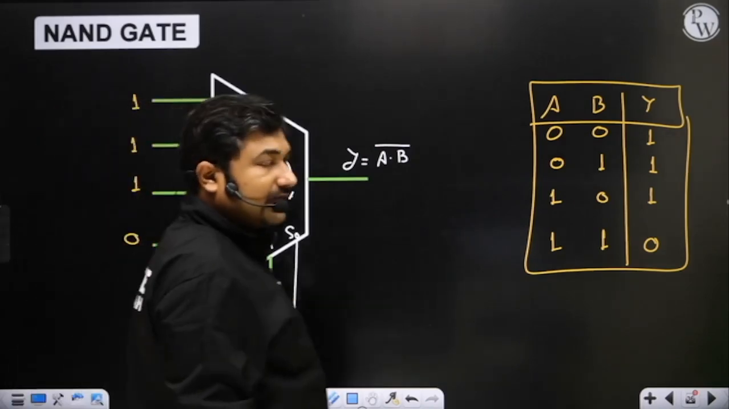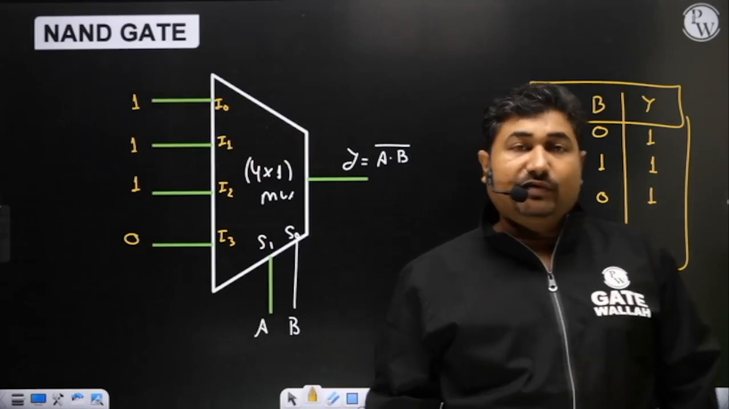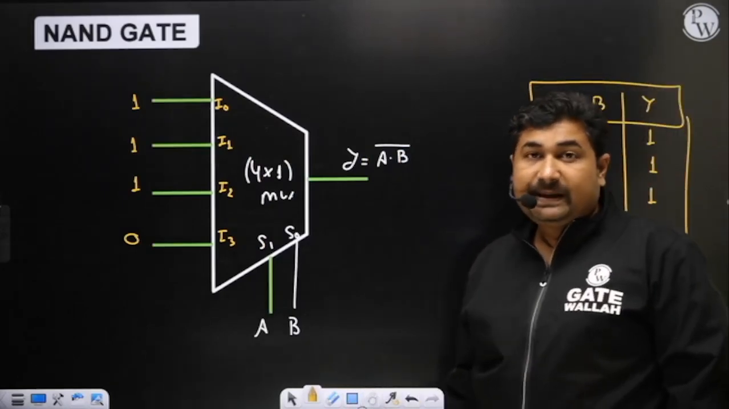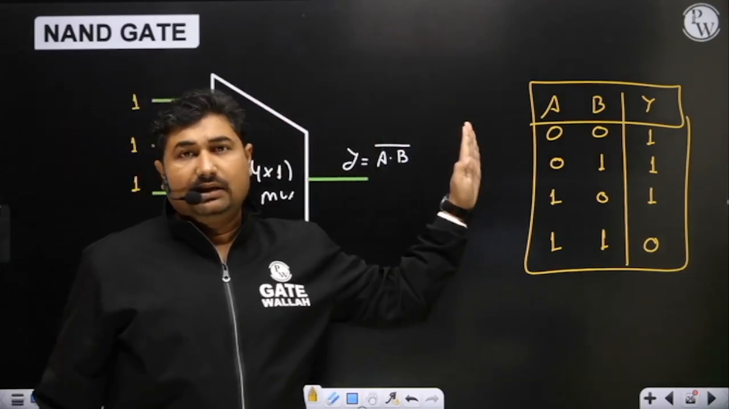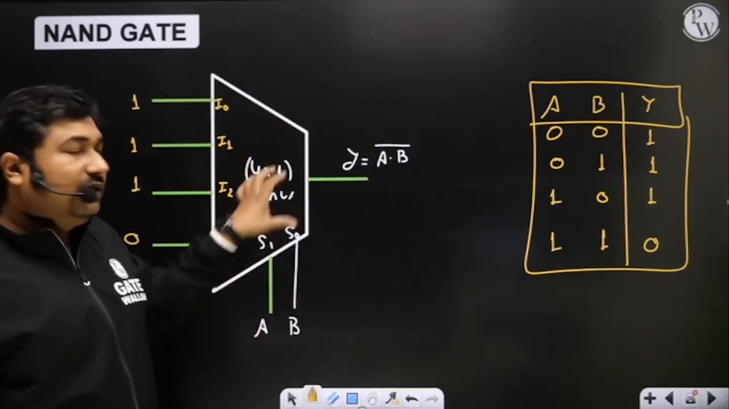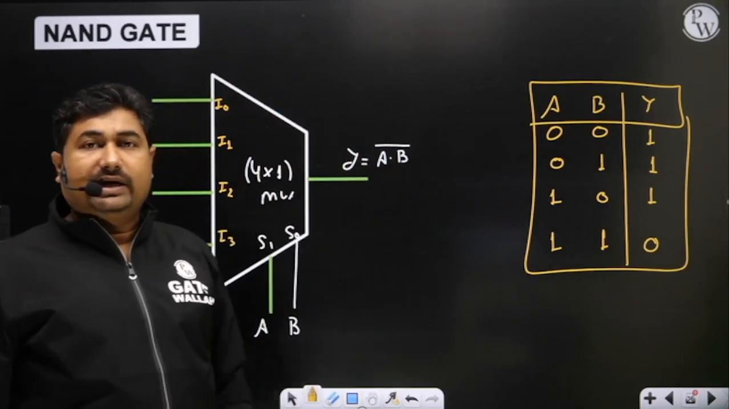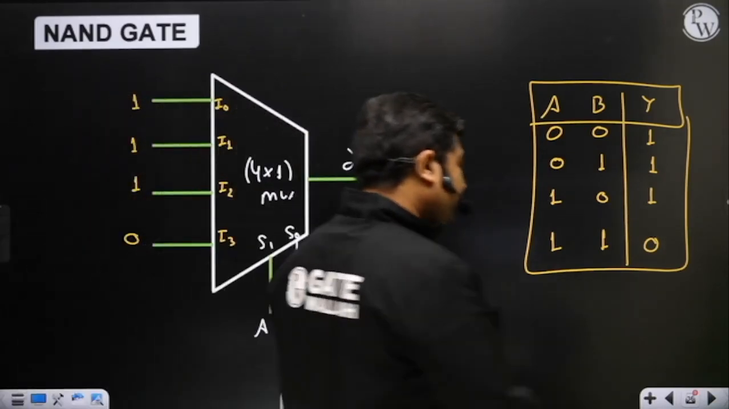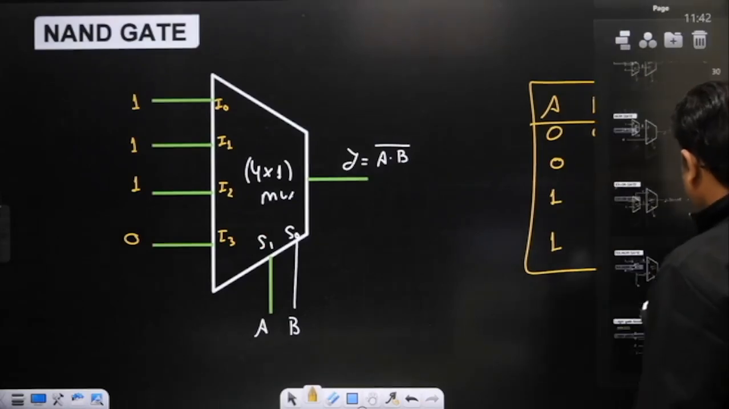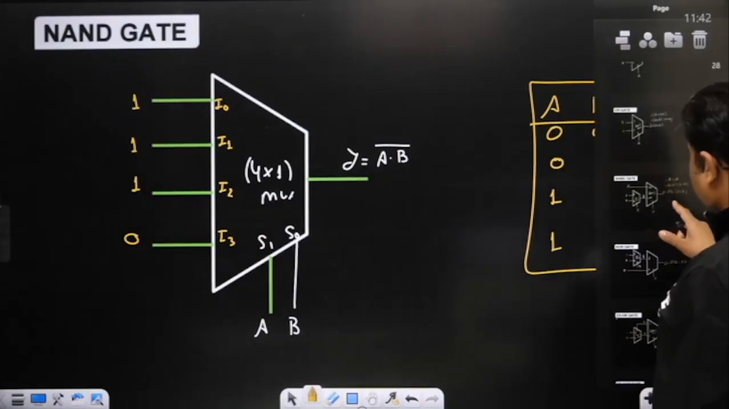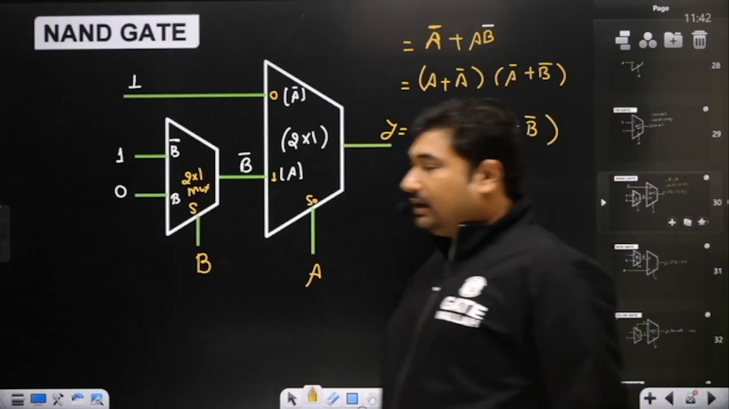Now, which one is better, 2 cross 1 or 4 cross 1? You say 4 cross 1 will be better. Why? Because in 4 cross 1, the delay is only 1 level, 2 level. Logic gates required will be 4 and 5: 4 AND gates, 1 OR gate. However, if the same function is implemented by using 2 cross 1, then how much is required?